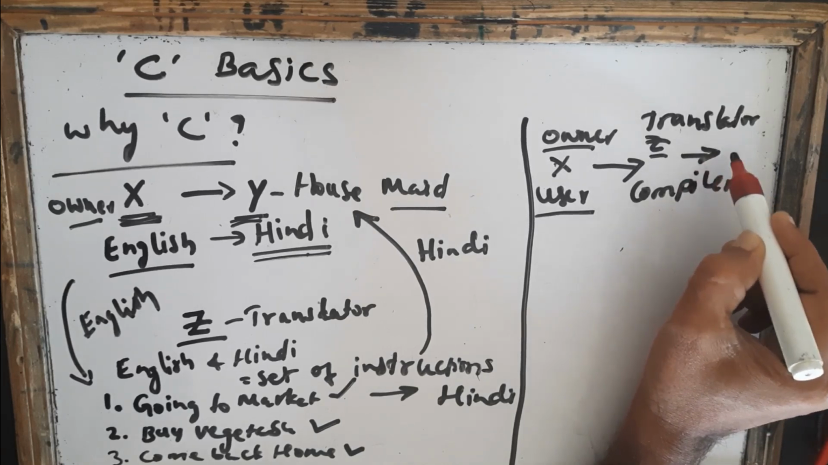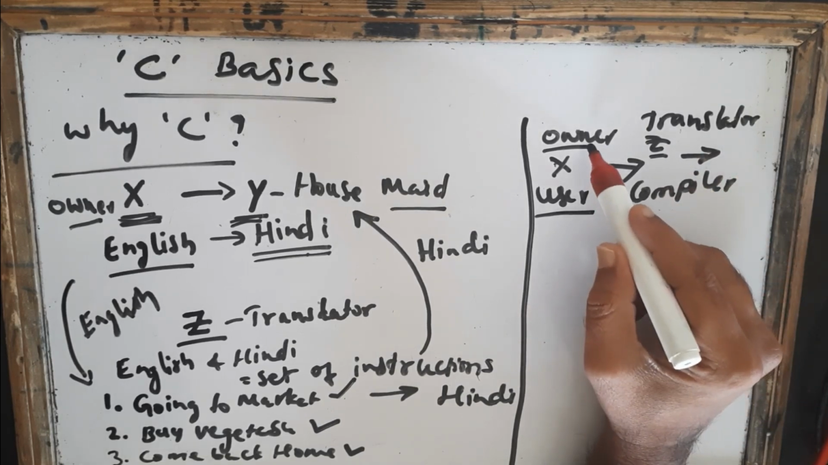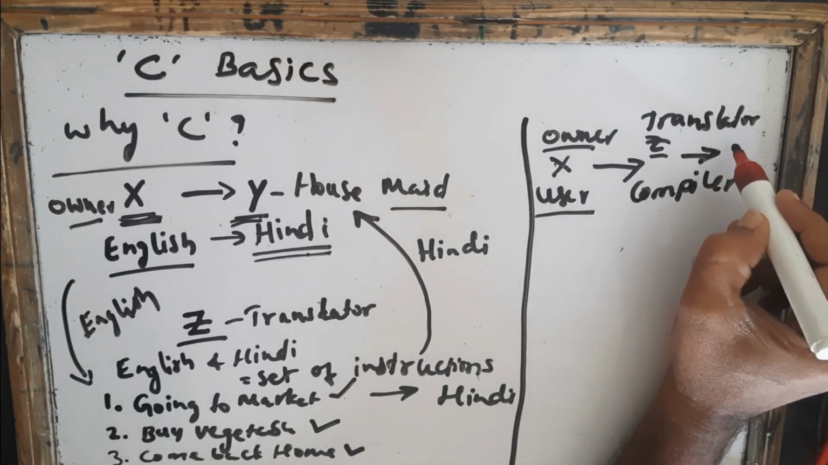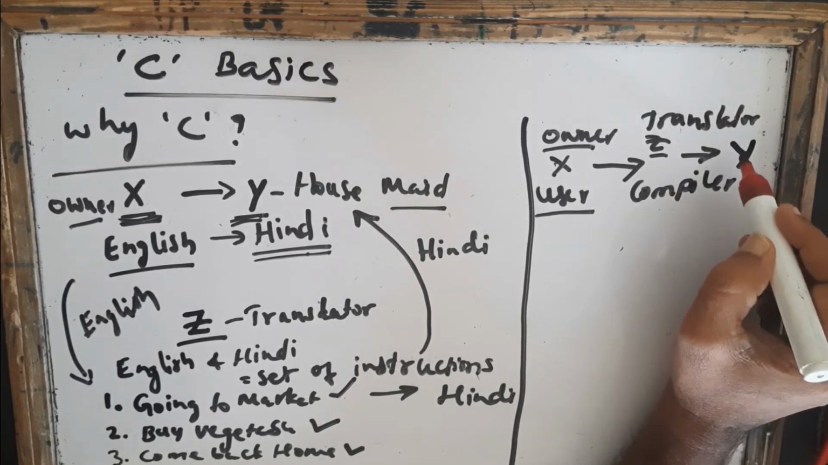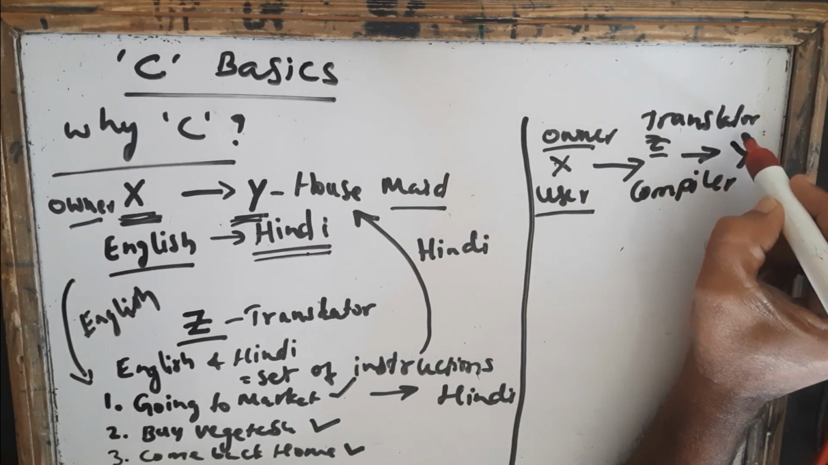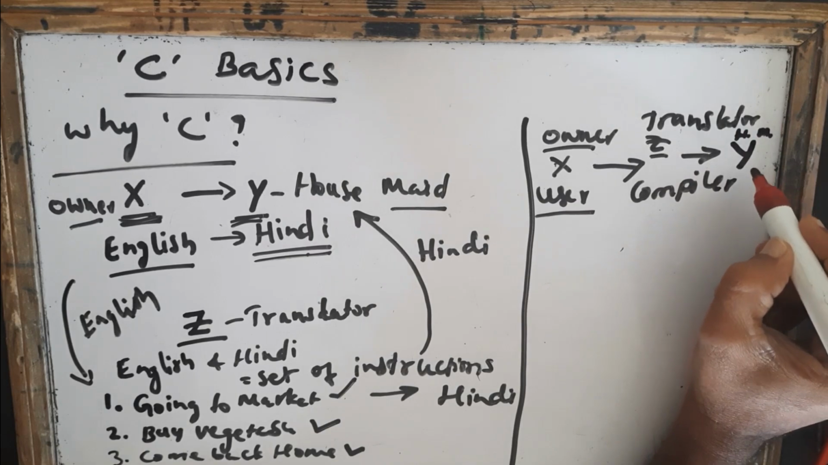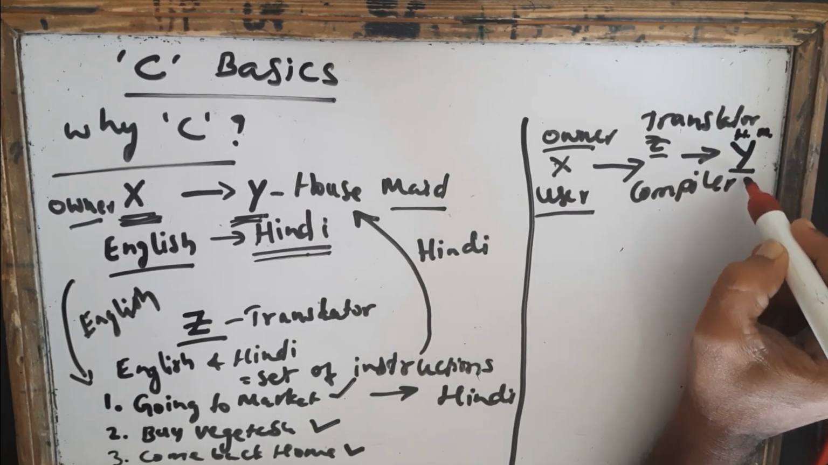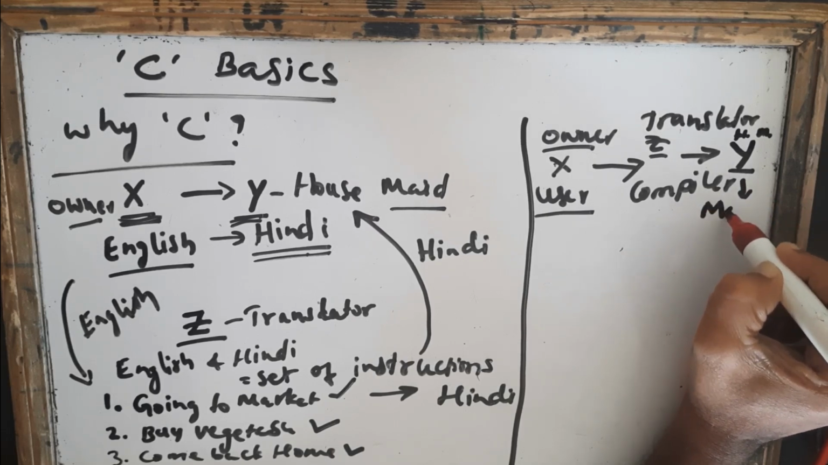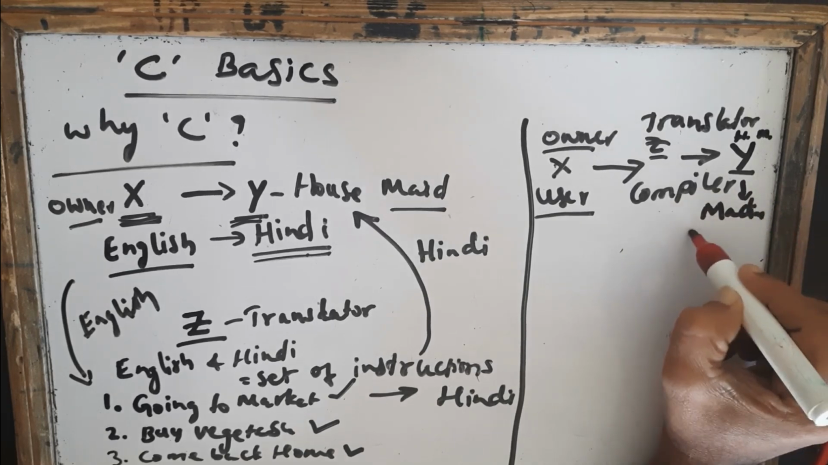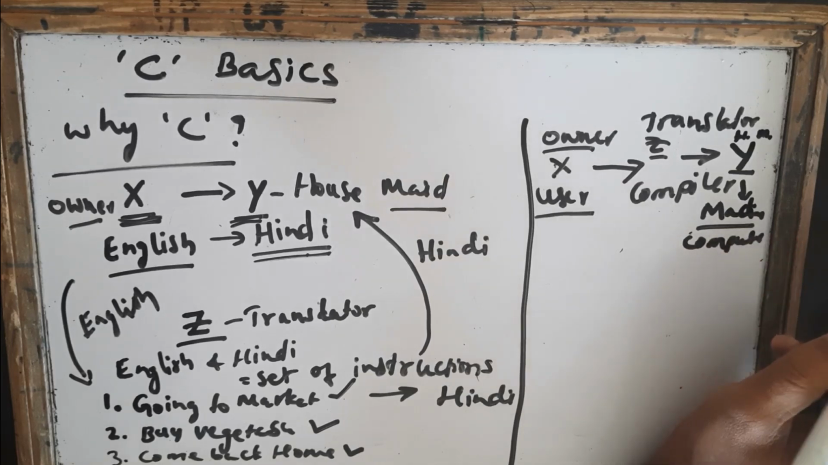Then this translator will translate all the instructions given by the user and convert them into the language that is understood by Y. Here Y is actually the housemaid, and in the C context this Y is a machine or a computer. Okay.